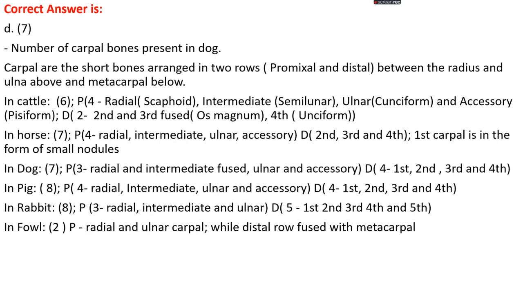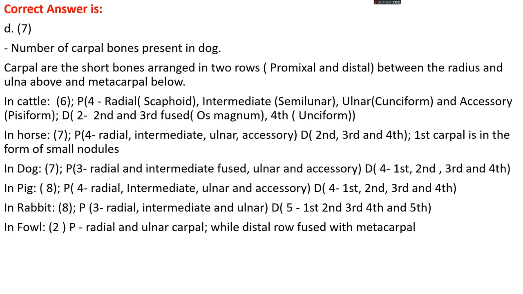In the horse, the proximal row contains 4 carpal bones, which include radial, intermediate, ulnar, and accessory, while the distal row includes 3 carpal bones, that is second, third, and fourth. The first carpal is in the form of a small nodule in the horse. In the dog, the proximal row contains 3 bones, that is radial and intermediate (fused), ulnar, and accessory, while the distal row includes 4 carpal bones, which are first, second, third, and fourth.